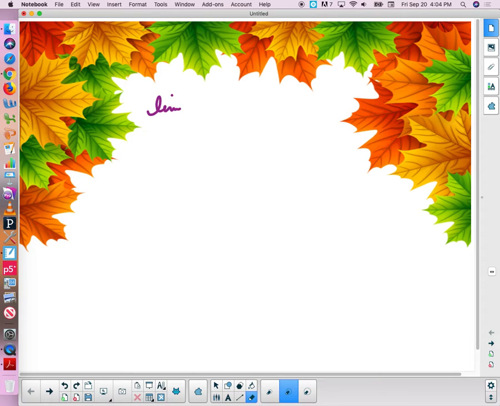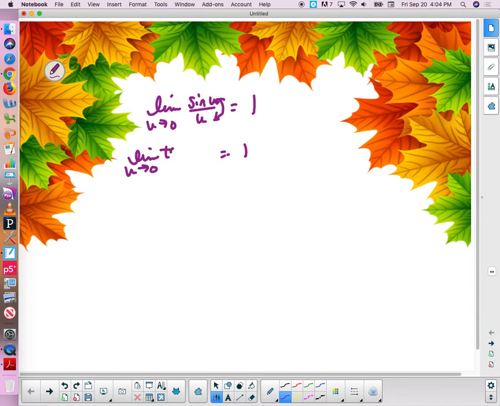Facts about limits. The limit as u approaches 0 of sine of u over u, or its reciprocal, equals 1. The limit of tangent u over u, or its reciprocal, also equals 1. So I could write that a little better: tangent u over u.